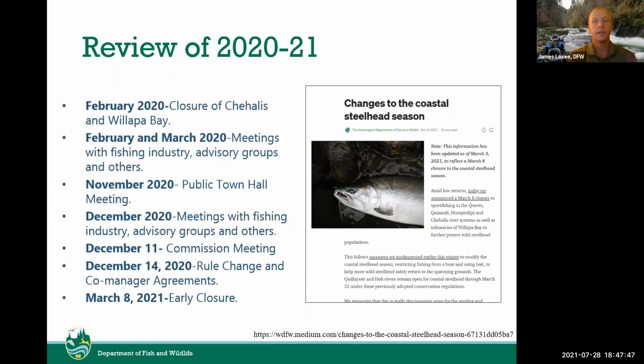So Kelly talked a little bit about where we've been, but in this section, we're going to review where we were last year. And I want to go all the way back to February of 2020. This was a really important time, I think, for the angling community, for steelhead. I think Fish and Wildlife flagged that there was this major conservation concern. Our tribal co-managers agreed. And so in February 2020, we closed the Chehalis and Willapa, two of the populations we had highlighted as important conservation concerns.